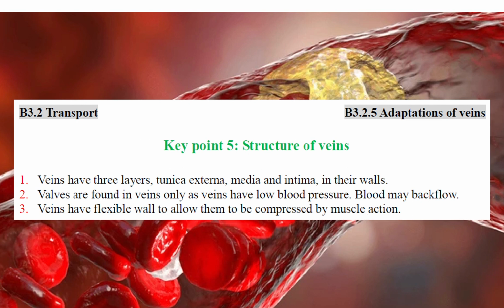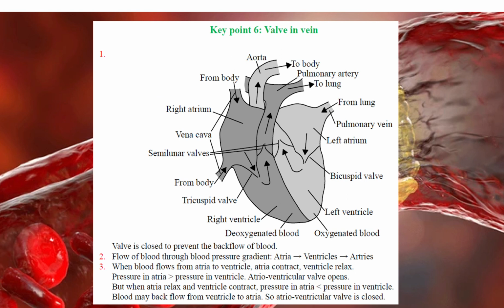And the structure of the vein. The vein also has three layers: tunica externa, media, and intima. But they withstand low blood pressure, so the walls can be thinner and the lumen can be bigger. And also the vein has to be flexible because sometimes the muscle will compress it. And this is the structure of the heart.